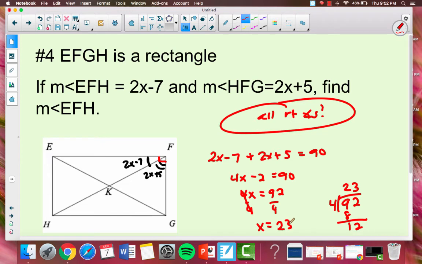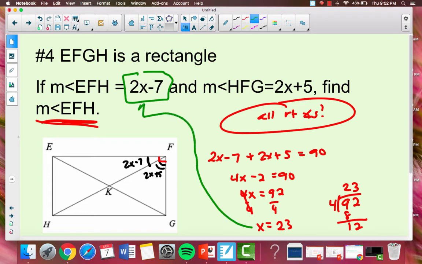So we get x is 23, but they want the measure of angle EFH. Well, we get lucky here because EFH has an equation. So all I have to do is plug my x value back in right there. So I'd say 2 times 23 and then subtract 7. So 2 times 23, we get 46 minus 7, and that's going to get us 39 degrees. So there's our final answer. Okay, so that means that this little angle right here is 39 degrees, and we'd be finished. Okay, so if you have any questions about this one, knowing that in rectangles you have 90-degree angles, hopefully that helps you set up your equations.